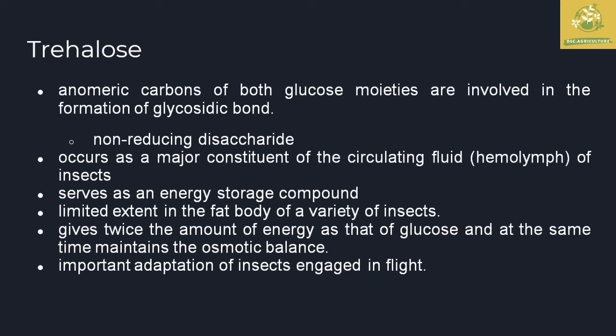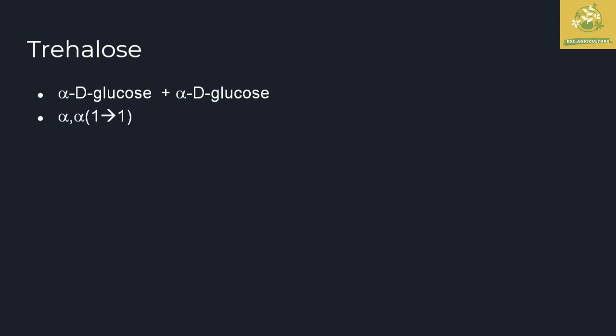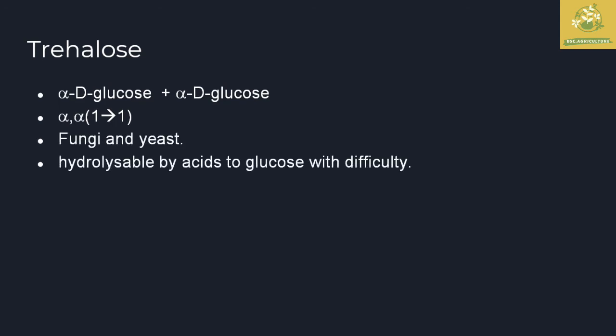An important adaptation of insects engaged in flight may be compared with the presence of trehalose. Looking at how trehalose is formed, it is alpha D glucose plus alpha D glucose, where the linkage is an alpha 1 to 1 bond, which is mainly made by fungi and yeast. Hydrolysis by acid gives glucose, with difficulty, and trehalose is not hydrolyzed by enzymes.